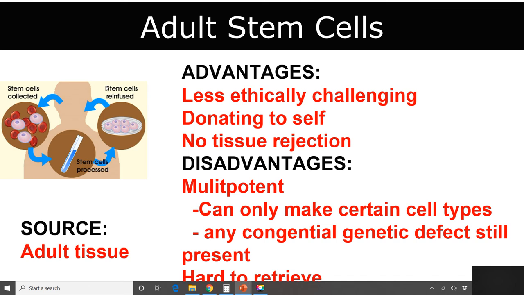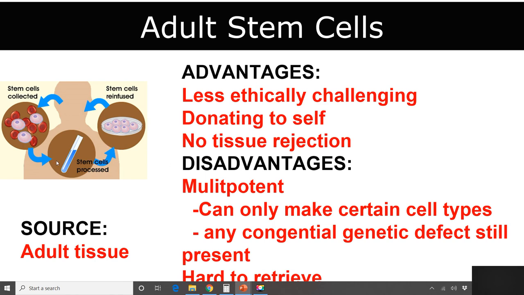So this is where they take tissue directly from an adult. They send it through some magic potion that basically turns it into an induced stem cell. So the advantage of this is that it's really less ethically challenging. You're taking it directly from the donor who's going to use it, so there's basically no chance of tissue rejection. The disadvantage, again, is that it's only multipotent. You can't make everything. And again, any congenital genetic defect is still going to be present.